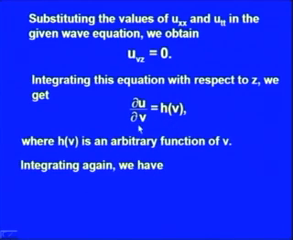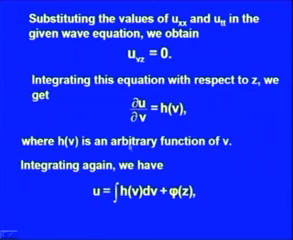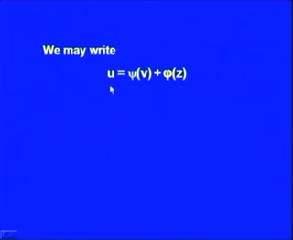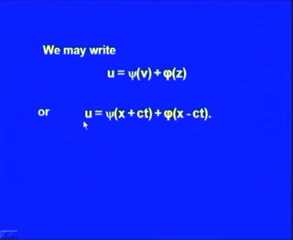Now, when we integrate this equation again with respect to v, we will have u equal to integral h v d v plus a function of z, which we have denoted by phi z. Phi z is an arbitrary function of z. So, here the constant of integration is a function of z, and thus u may be written as psi v plus phi z. Psi v is the integral of h v d v here, or we may write u as psi of x plus c t, because we have written v for x plus c t and we have written z for x minus c t. So, u is equal to psi of x plus c t plus phi of x minus c t.